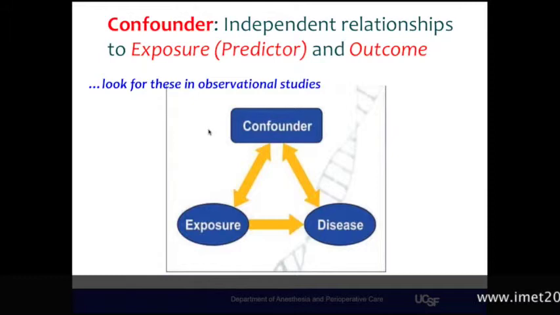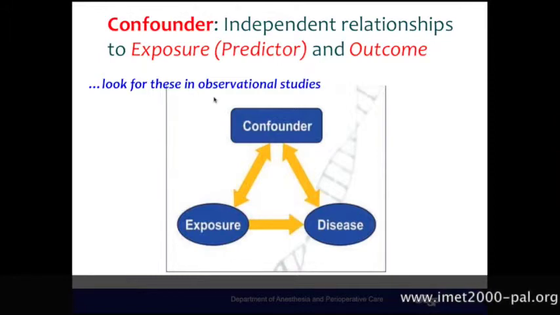So the bottom line is that confounders, or these confusing variables that we have to look for, can be minimized in observational studies, but they can never fully be eliminated in any of these non-randomized studies. So we must interpret findings from observational studies with a fair degree of caution and skepticism.